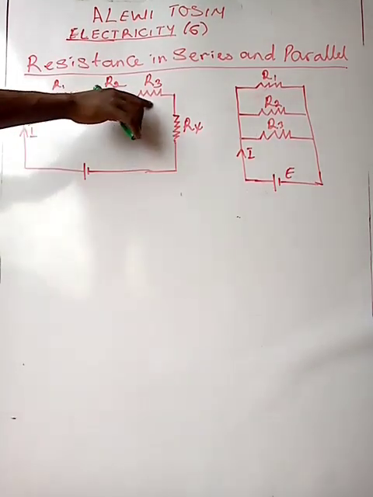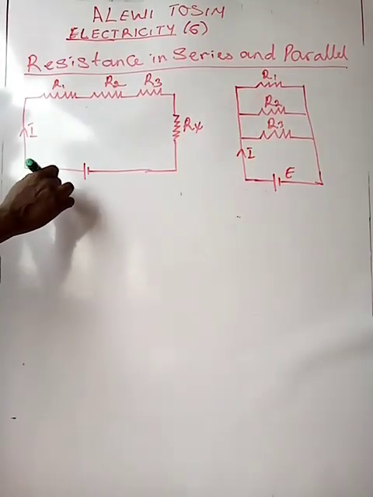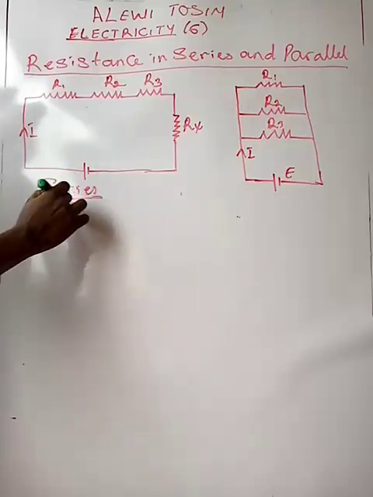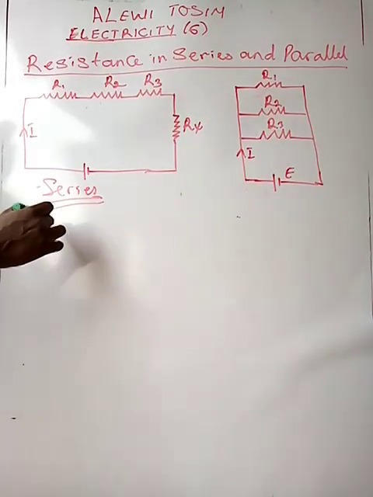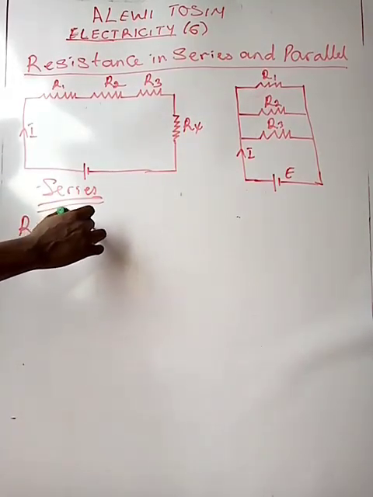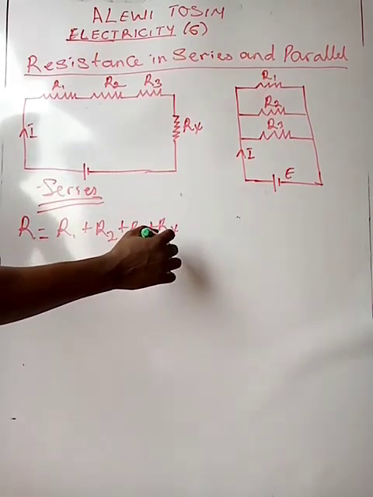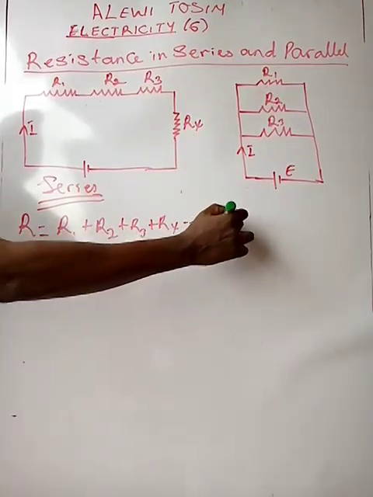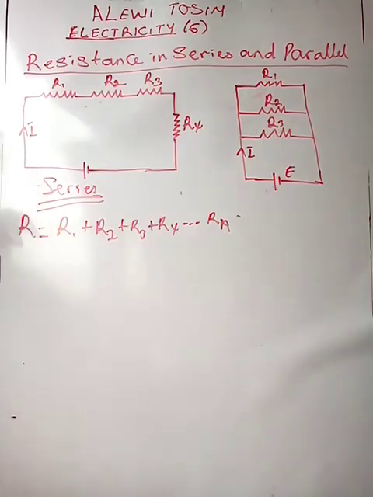This is called a series connection, where resistors are arranged side by side, one end to the other. So for series, we say that our equivalent resistance, which is R, is given as R1 plus R2 plus R3 plus R4 and so on, depending on the number of resistors that are connected in series.